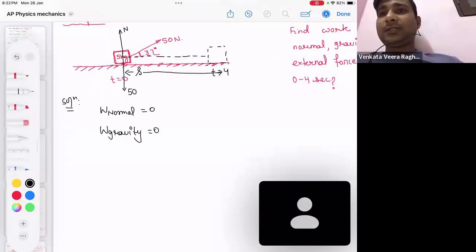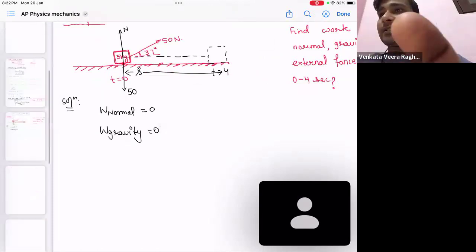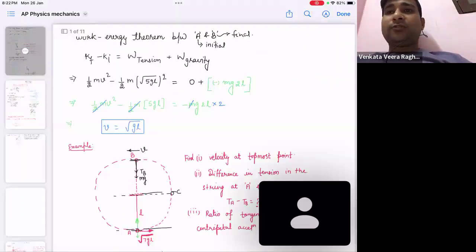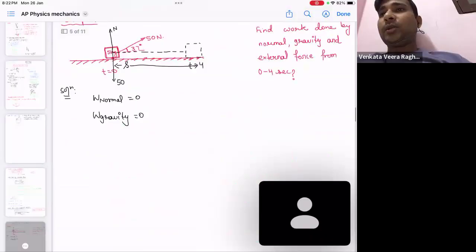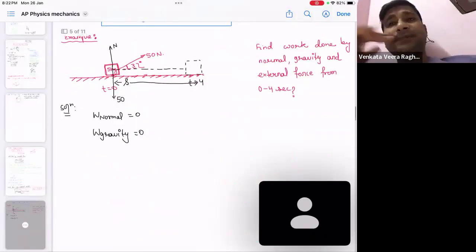Work done by normal is coming zero, right? Gravity also zero. But what about the work done by that external force? How much is that coming? Should we calculate what is the displacement? To calculate the work done by that external agent, the force is already known, right? If I want to complete the work done, we need to know the displacement of the particle. How do I calculate the displacement?